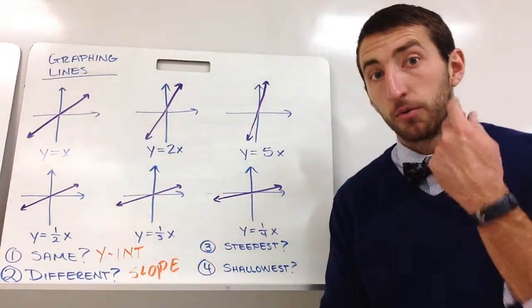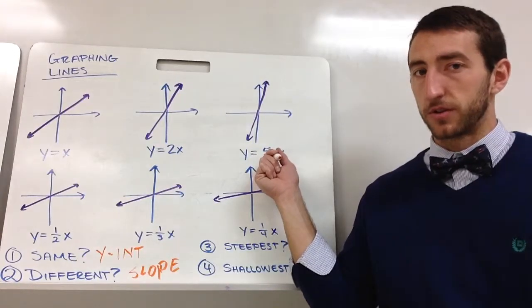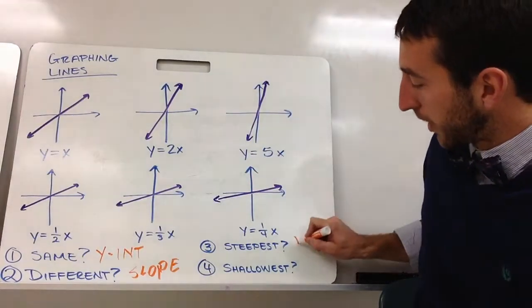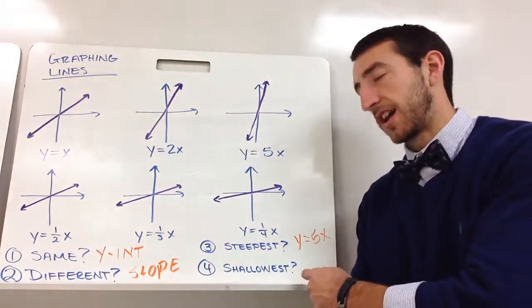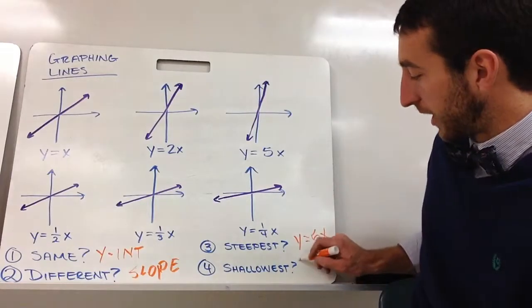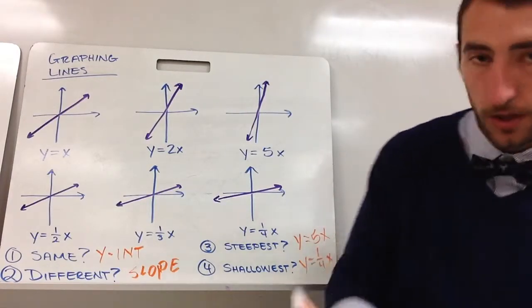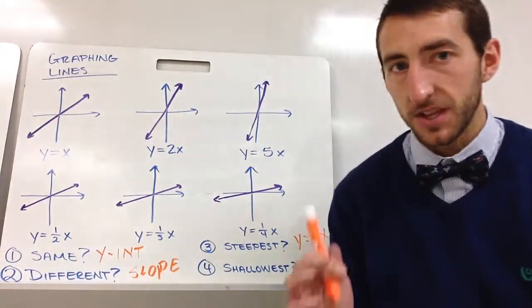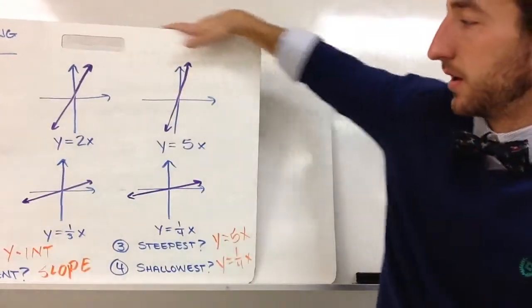All right, so now we look at what's the steepest. If you look at what's the steepest, the bigger number is always going to be the steepest. So my line y equals 5x will be the steepest. And then the shallowest one is going to be the one that's closest to 0. So in that one, that's my line y equals 1/4 x. So that's the difference in all the slopes if you plug all those into your calculator.